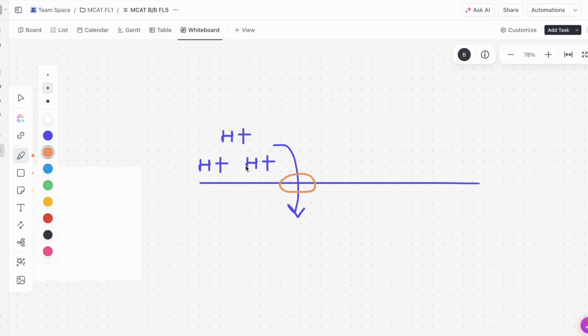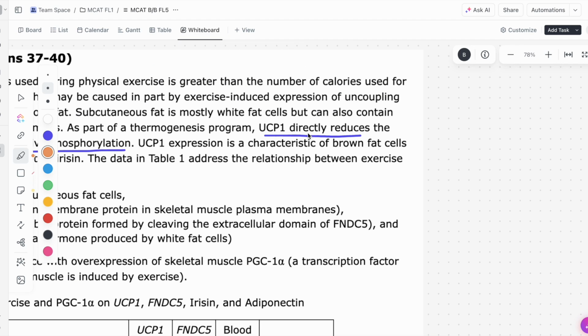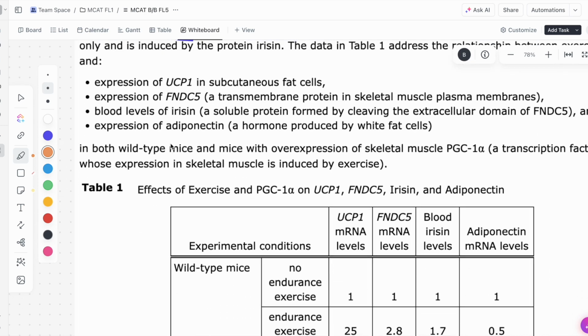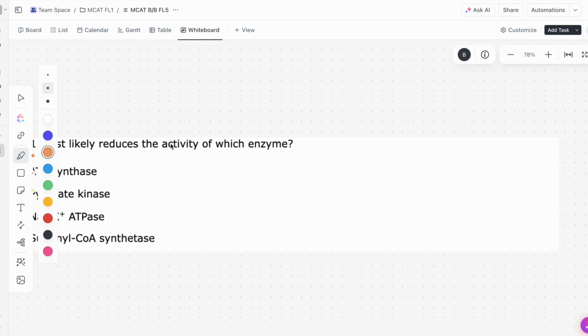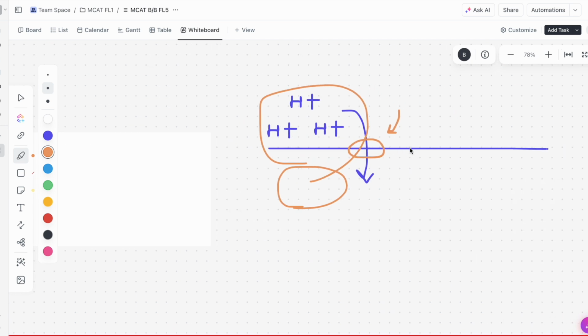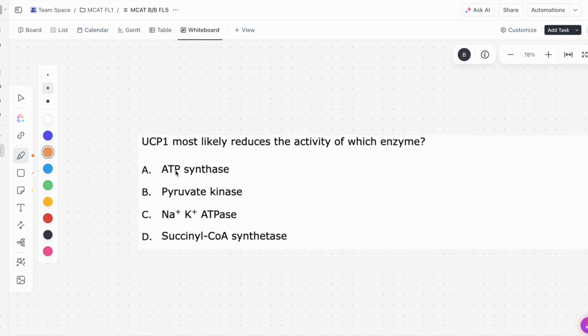So what UCP is doing is it's going to reduce this gradient. What does that mean? You could have less protons up here, or maybe more protons down here. But regardless, there's going to be less of a driving force for these protons to go through this protein. And if there's less protons going through this protein, there's going to be less rotating of the protein, and less rotating means less ATP. Like I said, UCP directly reduces the proton gradient driving oxidative phosphorylation. So the protein activity that's probably going to be diminished the most if we don't have as many protons going through is the ATP synthase, this orange protein right here.